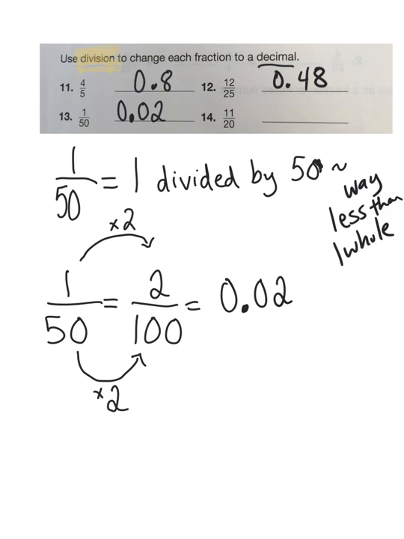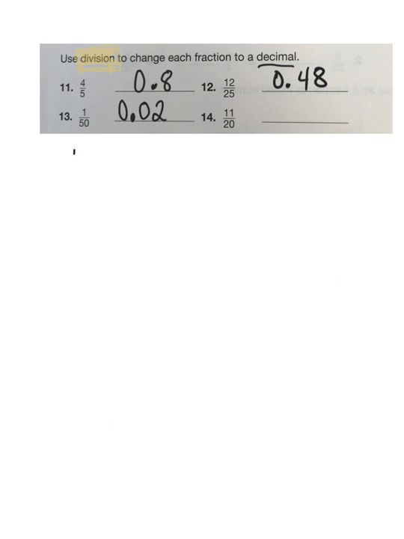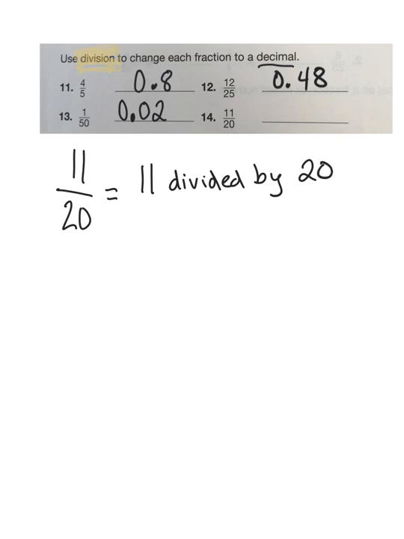All right, we have one more to do. Stay with me. So now we're going to take 11 twentieths, and we're going to visualize that as 11 divided by 20. If I have 11 cheesy, melty, delicious pizzas and I want to share them with 20 of my closest friends, will everybody get their own delicious pizza? No. I would need at least 20 pizzas for that to be the case. So again, my answer will be less than 1 whole.